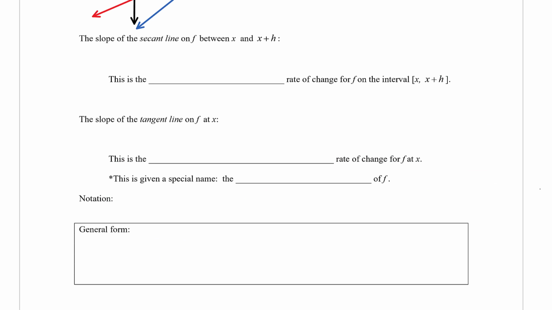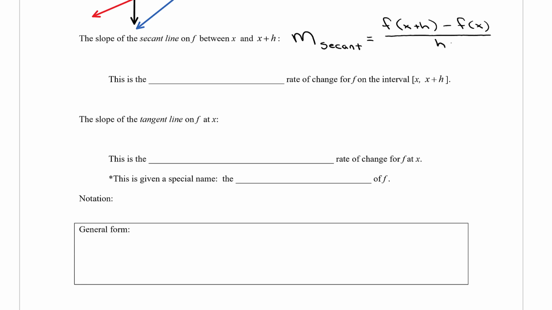All right, moving on. The slope of the secant line on f between x and x plus h is going to be, I'm going to write this as m subscript secant, and this is going to be equal to our difference quotient, f of x plus h minus f of x all over h.